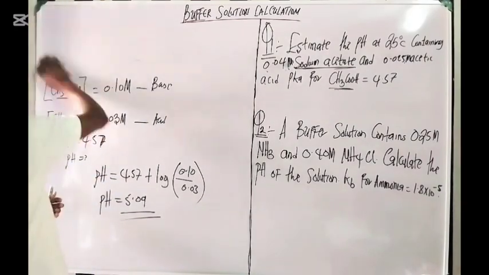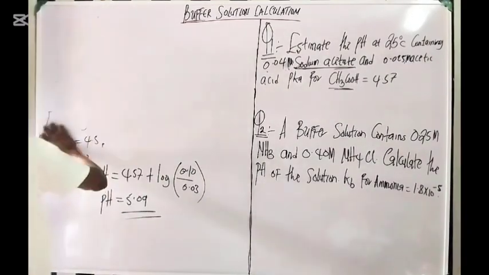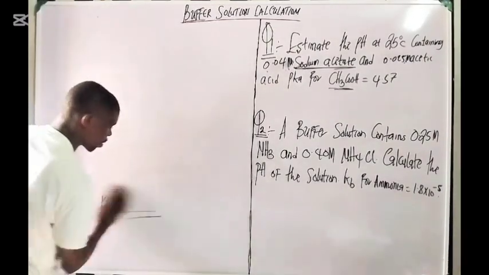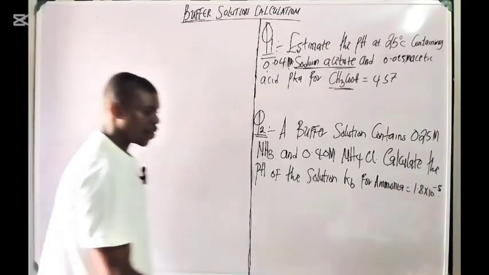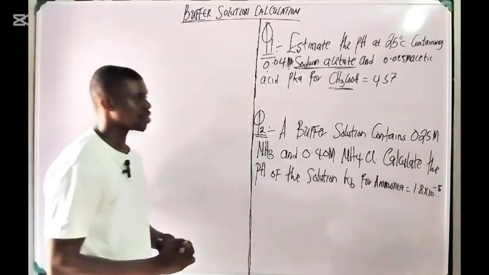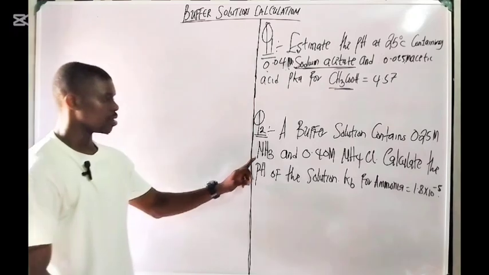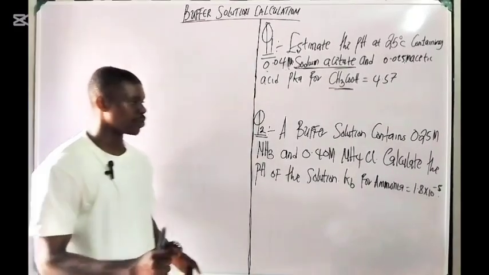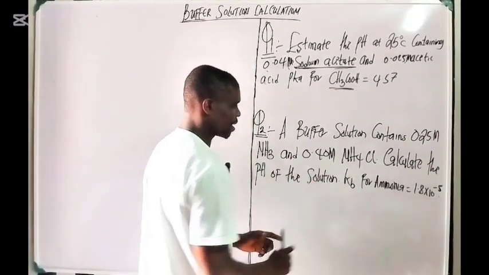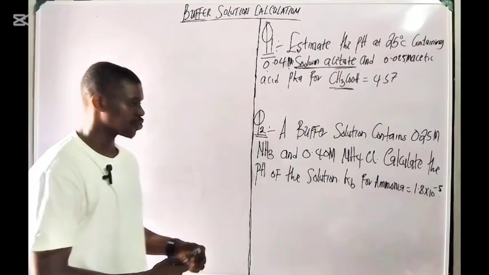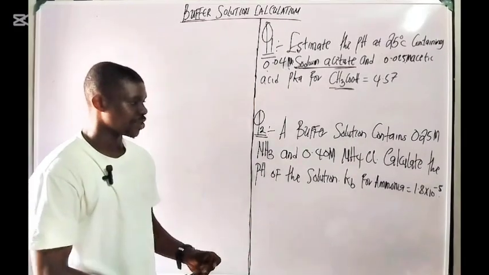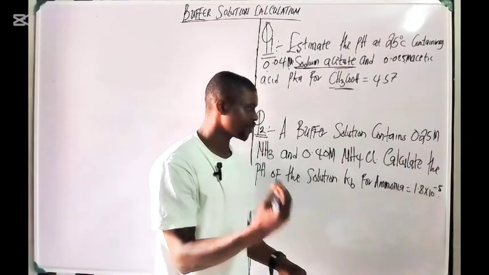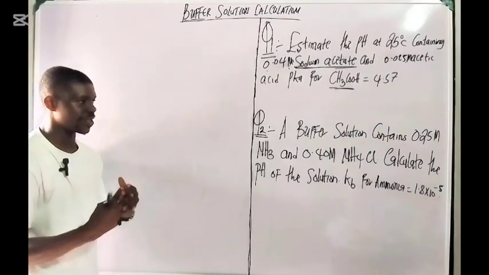Let's have question 2. They say a buffer solution contains 0.25 molarity NH3 and 0.40 molarity NH4Cl. Calculate the pH of the solution. Kb for ammonia is 1.8 times 10 to the minus 5. So now let's just write everything out first.